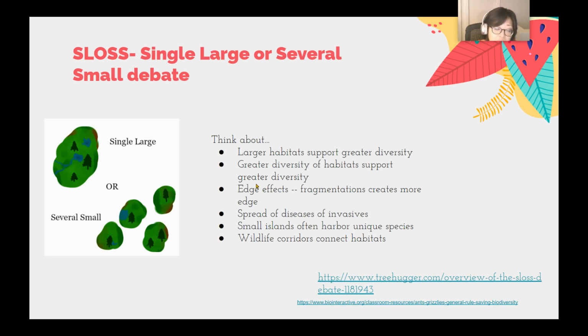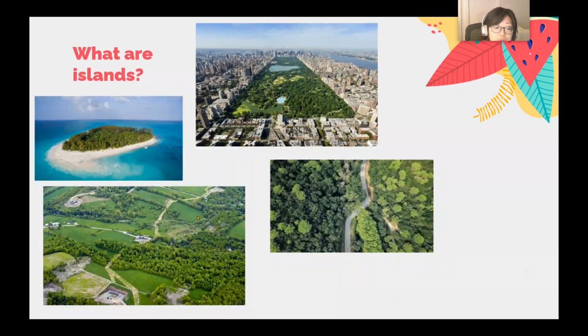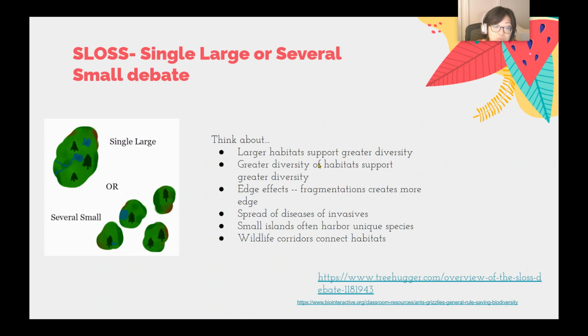So generally, at least according to MacArthur and Wilson's island biogeography theory, the larger the habitat, the more diverse it's going to be. So a larger habitat is going to be able to support greater diversity.